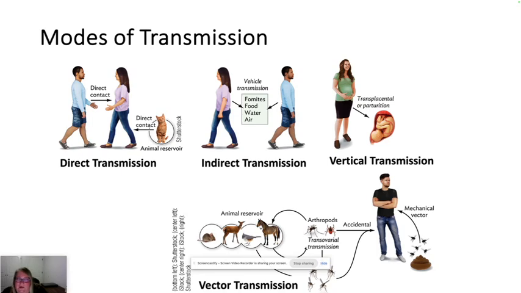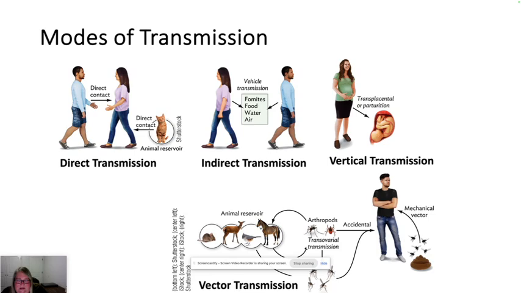Okay, the third mode of transmission is a very specific one. It is vertical transmission. This is when a pregnant mom can transfer a disease or an infectious agent from her to her fetus. This is usually done through the placenta. This is one we don't see a lot, but it is a mode of transmission.